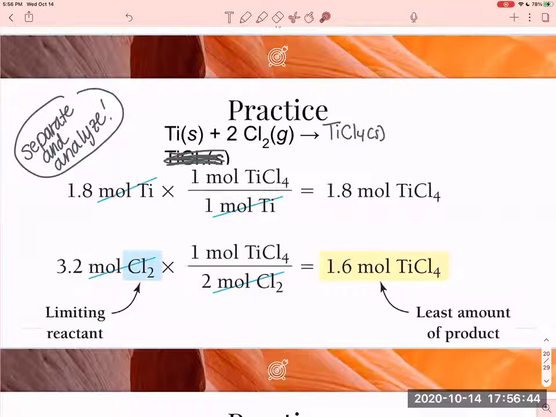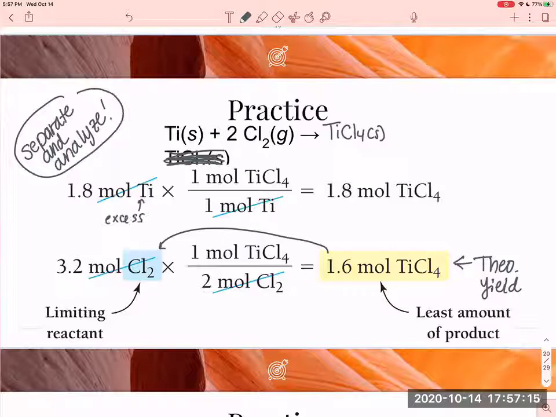But for this class, I'm going to strongly recommend that we just stick to one, what I consider the simplest way to both find limiting reactant and theoretical yield at the same time, which is take your reactant, find the amount of product you can make with each reactant separately. The smaller amount of product is your theoretical yield, and the reactant that gave you that, so back it on up, is your limiting reactant, which means that the other reactant is your excess reactant.